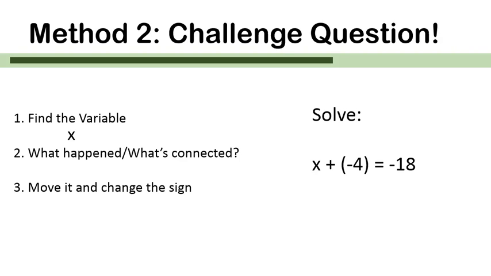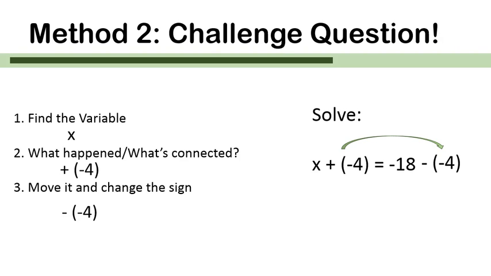All right, what's our variable? X. What happened to x? I'm adding negative 4. I'm going to move it over and change the sign. So instead of adding negative 4, I'm subtracting negative 4. Following exactly the same steps. So I'm going to shift it over there and it becomes minus negative 4 instead of plus negative 4.